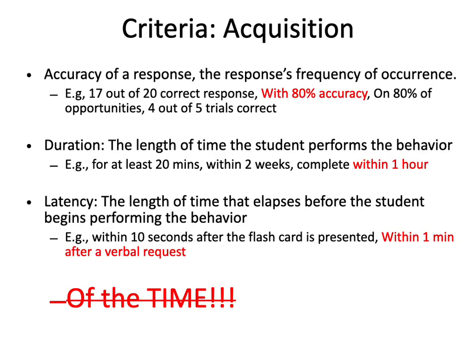Then you have to find a really well-matched data collection method. How do you do that? You're going to see your criteria. If your criteria says 80% accuracy, then you're going to use the percentage system, right? Because that's matching. If you said 17 out of 20 correct responses, then you're going to count the responses. So you're going to use frequency. That's how you pick, right?